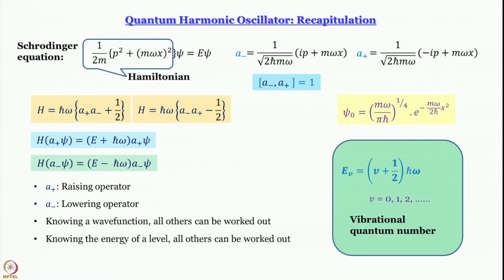And we have also learned that the lowest energy wave function is of this form, (m omega by pi h cross) raised to the power 1 by 4 multiplied by e to the power minus m omega by 2 h cross x square. Do we have to remember this expression? Not really. What do we have to remember? We have to remember that it is a Gaussian function, e to the power minus some constant into x square. If you remember that, that is enough.